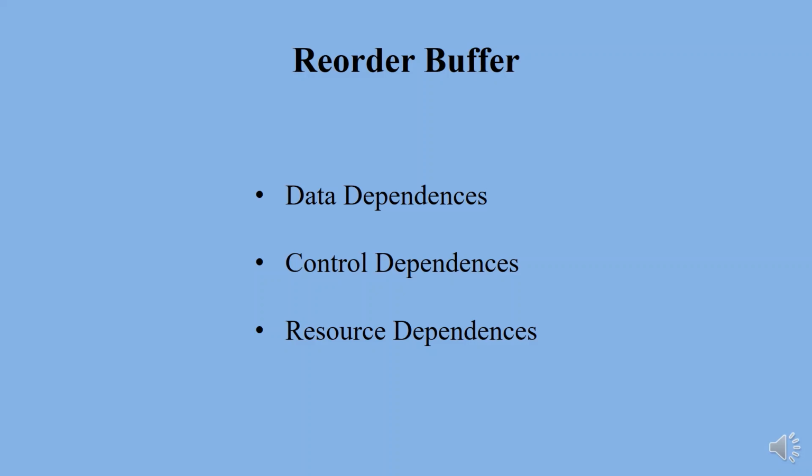WAR and WAW dependencies, that is, anti-dependency and output dependency respectively, also hold up the execution of the dependent instruction and create a possible pipeline stall. We shall see below that the technique of register renaming is needed to avoid the adverse impact of these two types of dependencies. Second, control dependencies.